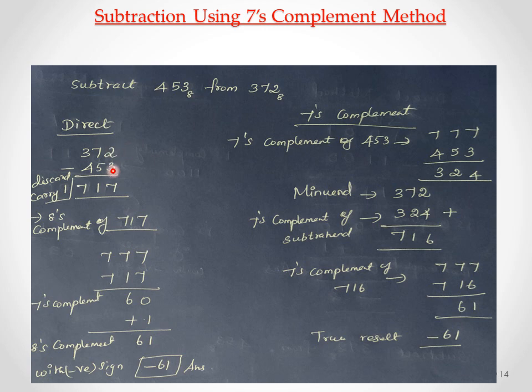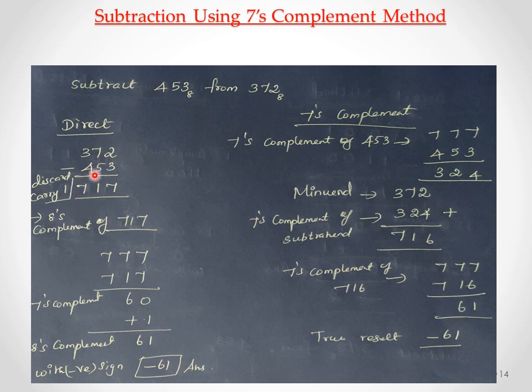Now 10 minus 3 is 7. Now here the bit is 6. So 6 minus 5 is 1. Now again minuend is smaller. We are getting borrow from the higher order bit. So this bit we are adding with the plus side. So 8 plus 3, it's 11. So 11 minus 4 is 7.